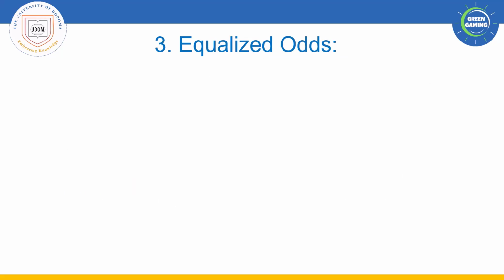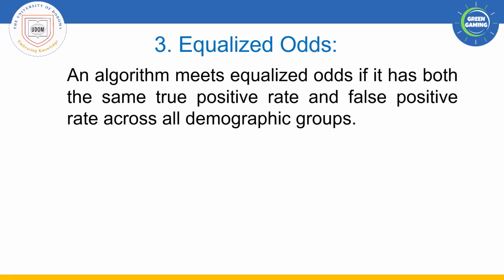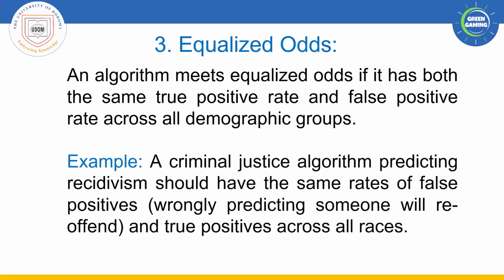We also have equalized odds, which means that both true positive and false positive rates are equal across groups. An algorithm should meet equalized odds if it has both the same true positive rate and false positive rate across all demographic groups. This is what we call equalized odds. For instance, a criminal justice algorithm predicting recidivism should have the same rate of false positives and true positives across all races.